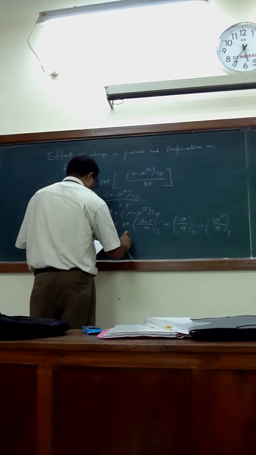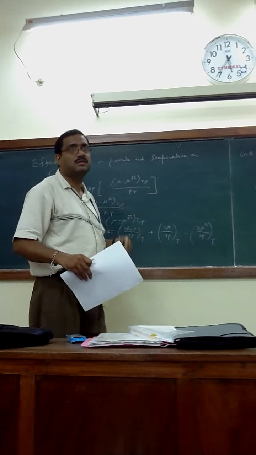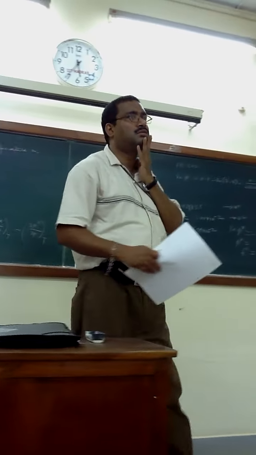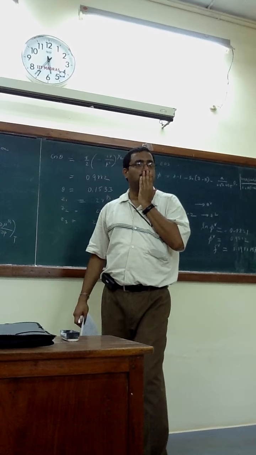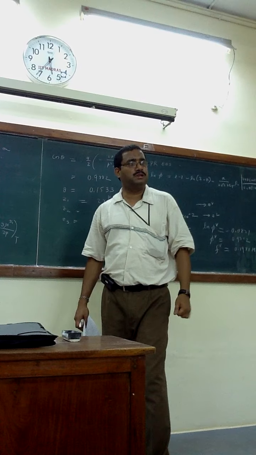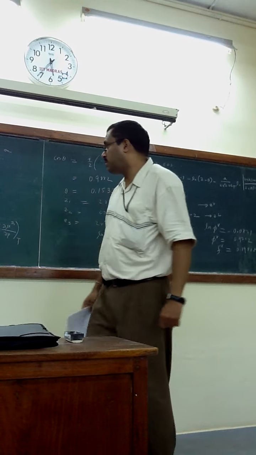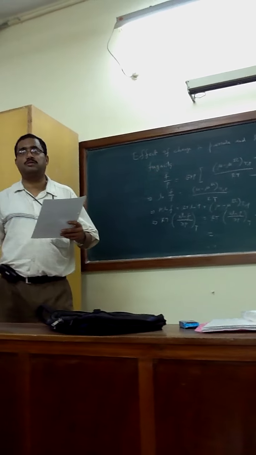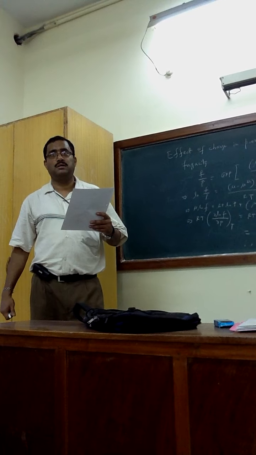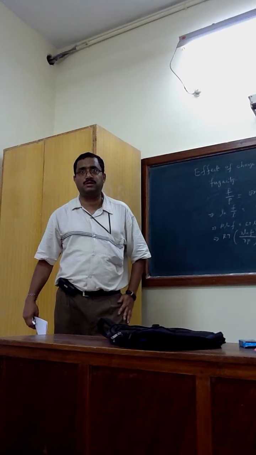So what did you get? Dou ln P by dou P at constant temperature. Rahul, you are seeing something. Already solved. Okay. So what is that? You have not got anything. You are seeing something. So that's all. Please be attentive to the class.